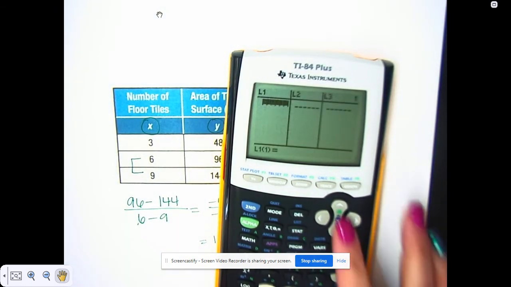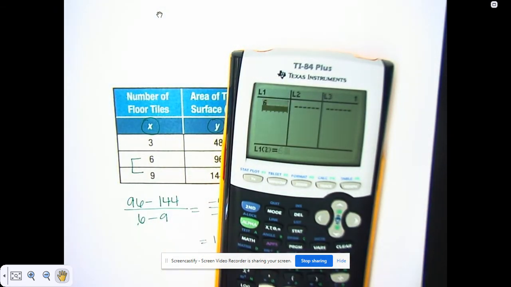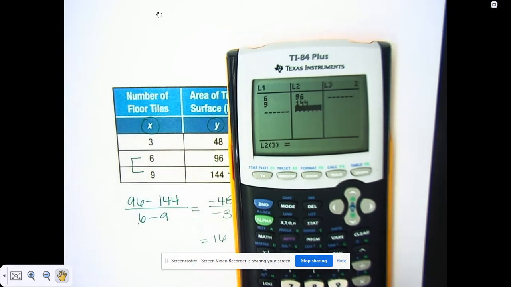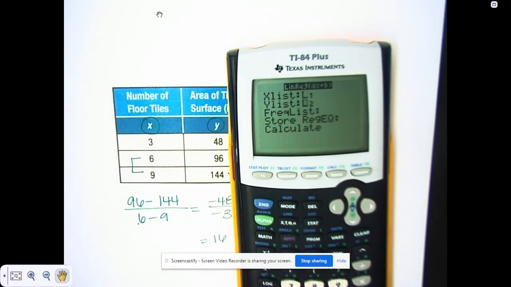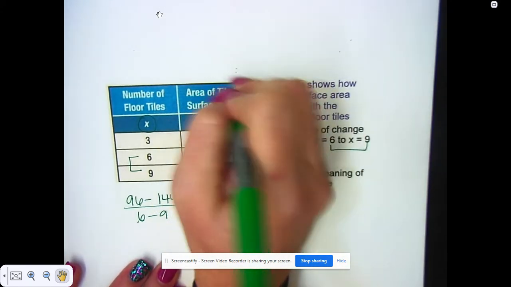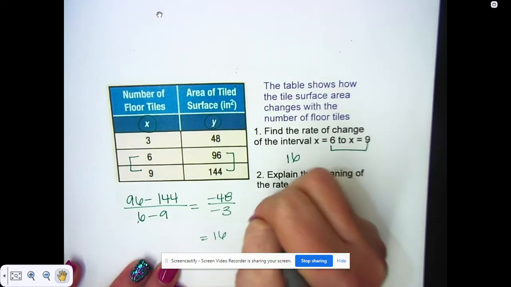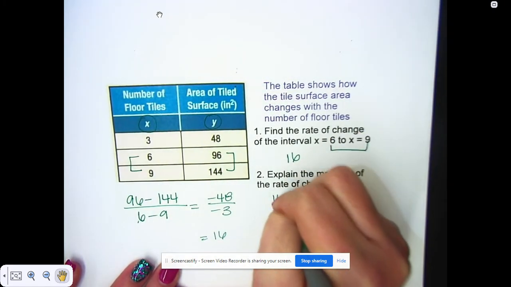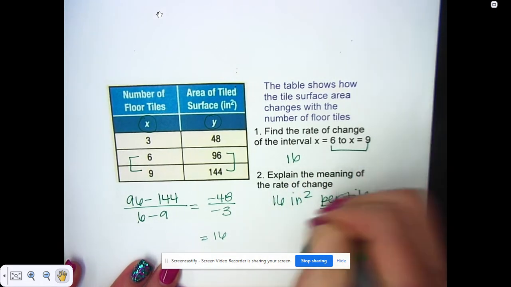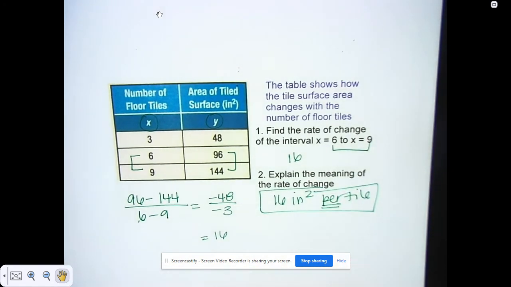If we go to stat edit, L1 would be 6 and 9. L2 would be 96 and 144. So I put in what I want, 6 and 9. And then I'm going to hit stat calc 4. And there it is. A is my rate of change of 16. And what does that mean? Well, remember your top is your Y number. So this is the surface area, the area per tile. So it means we cover 16 square inches per tile. And this per whatever, that's going to be very important in rate of change.